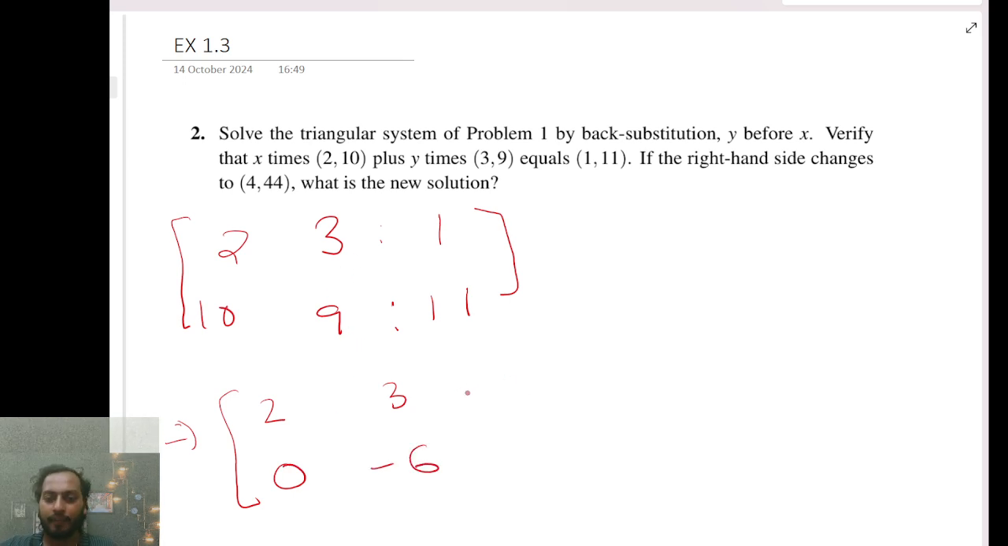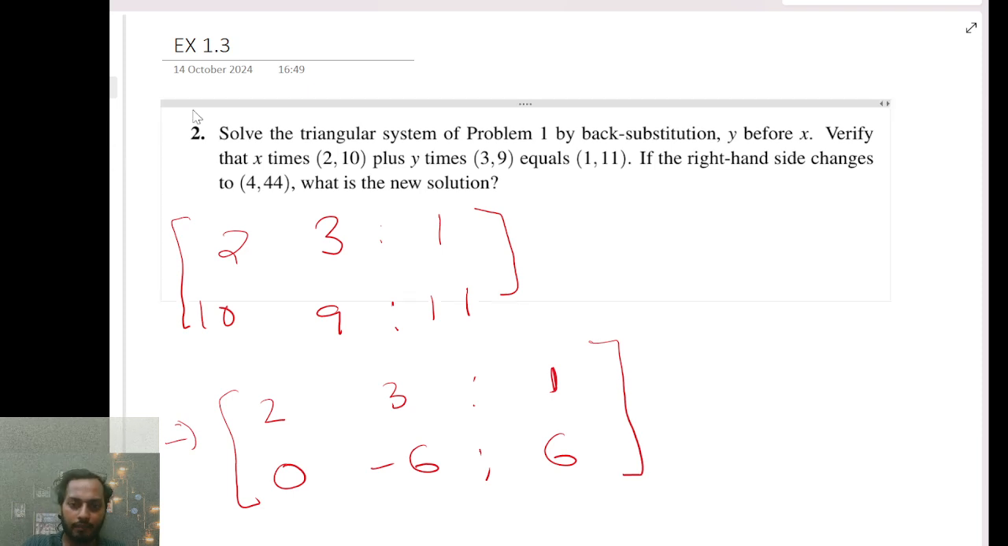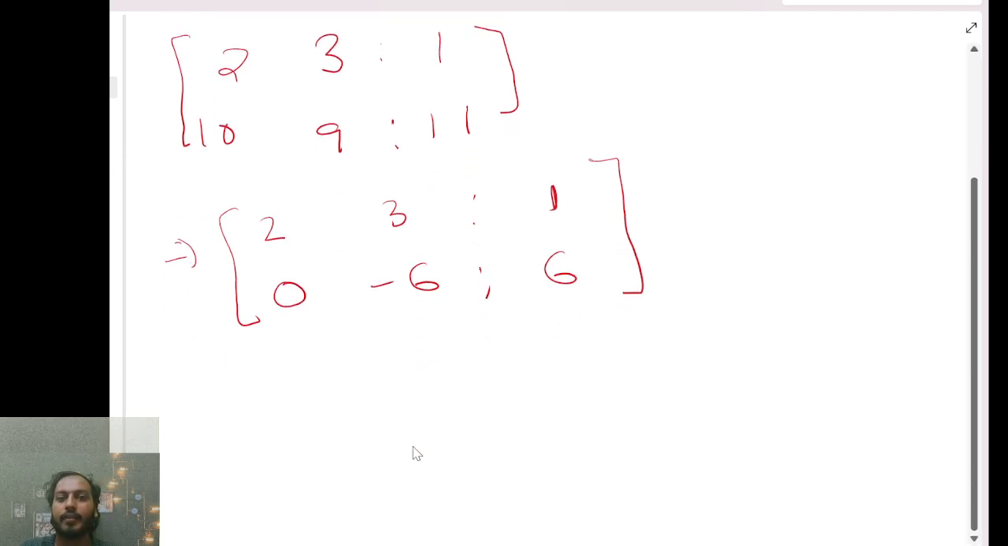It becomes minus 6. It's a 1. What will come here? I am doing 5 times row 1, so 11 minus 5 will become 6 here. That is the final upper triangular matrix I got. Now can you write down the system of equations again for this matrix? It would be minus 6y is 6, and the first row is 2x plus 3y is 1.